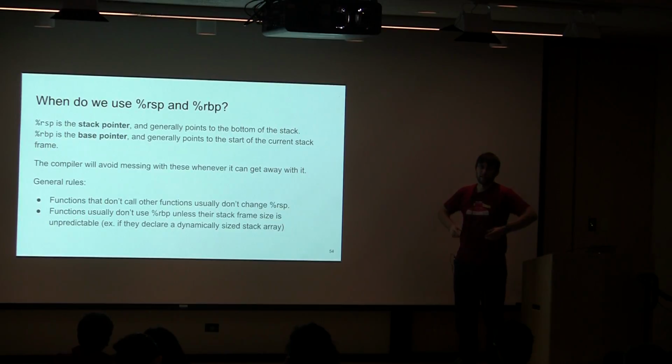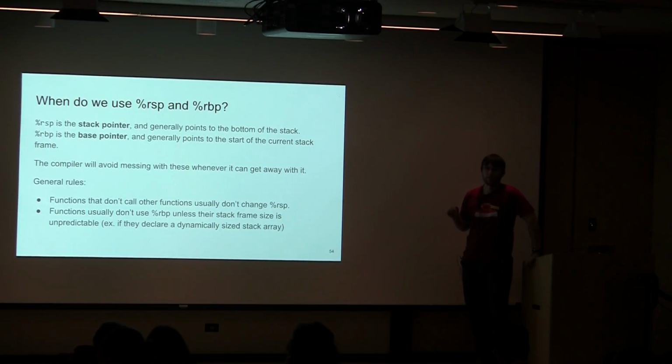But if you have a dynamically sized array, like an array whose size depends on something at runtime, then you don't know how big the stack frame is going to be. So then you have to keep track of the beginning and the end of the frame separately. So these days, that's the only time when GCC will use the base pointer.